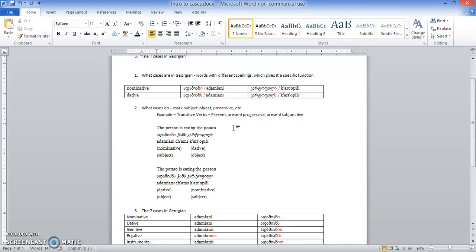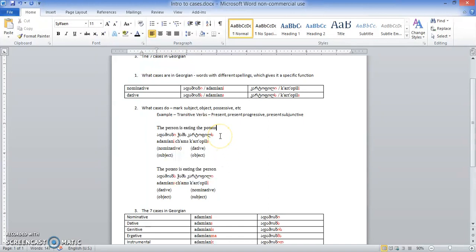So in English, if we say the person is eating the potato, the way that we mark the subject and the object is by word order. So if we wanted to change that around, we could say the potato is eating the person, and so we would change the subject and the object in that case. But in Georgian, word order is pretty fluid, so the way they mark things like that is by cases.